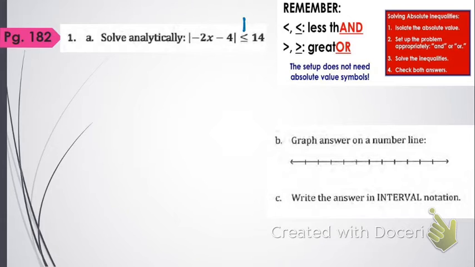What do you notice on problem number 1 in between my absolute value and my 14? Here's a greater and less than sign. Yes, we have an inequality here. Well, this is a less than. Sorry. Yep, less than or equal to. There we go. Inequality.